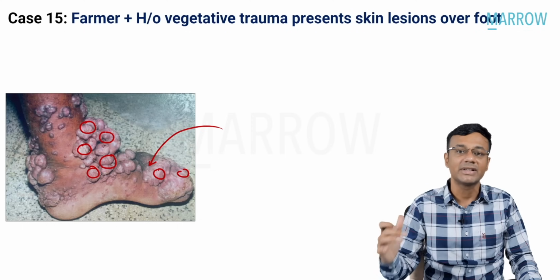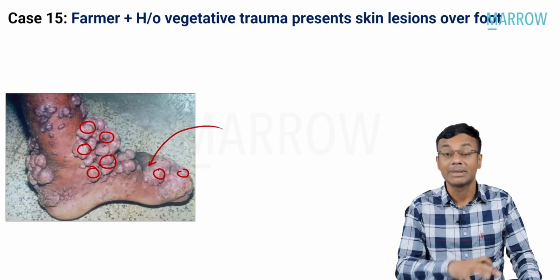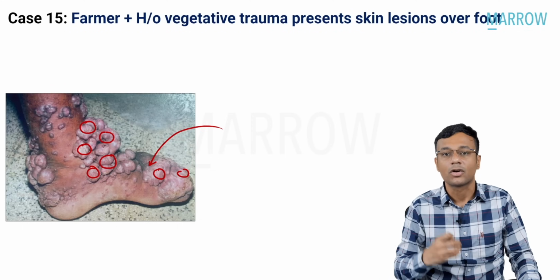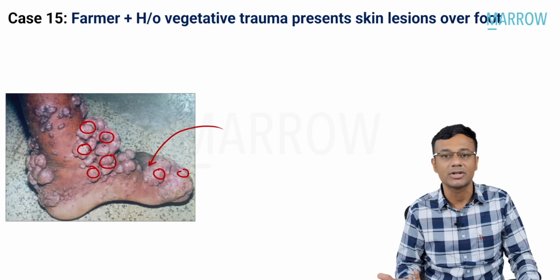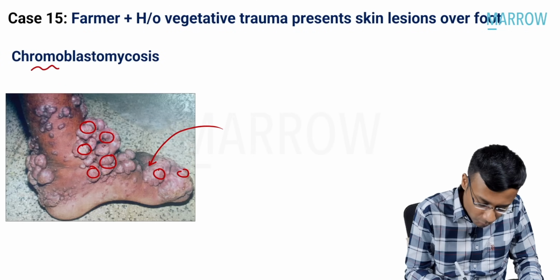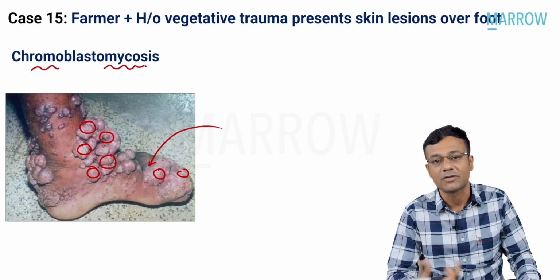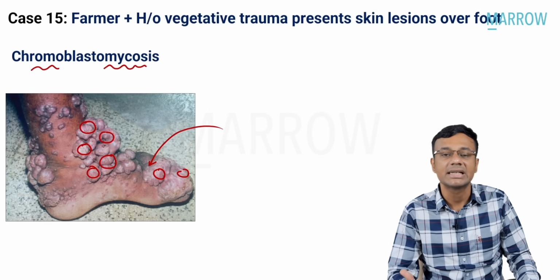If the farmer has a history of vegetative trauma, but the lesions are nodular, cauliflower-like or verrucous lesions. Verrucous means anything which is rough in dermatology. You mark your answer as chromoblastomycosis, which is a type of subcutaneous mycosis. Why is this condition called chromo? Because it is produced by pigmented fungi.